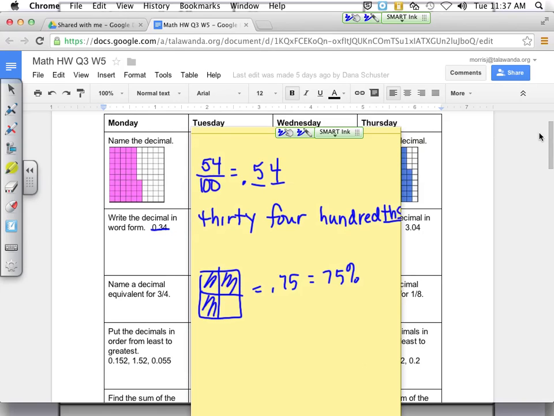Where are we again? We're putting the decimals in order. First you have to start out to see if there's any ones. Yep, so let's look in the ones place. I have a 0, a 1, and a 0. And then you look in the tenths place, whichever one is the biggest. Okay, so since we see a 1 in the ones place, we know that that one's going to be the biggest. So 1 and 52 hundredths.